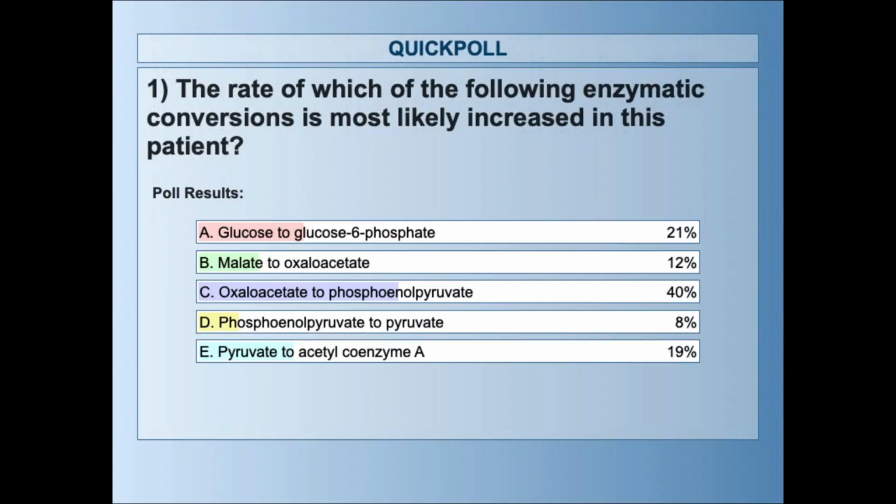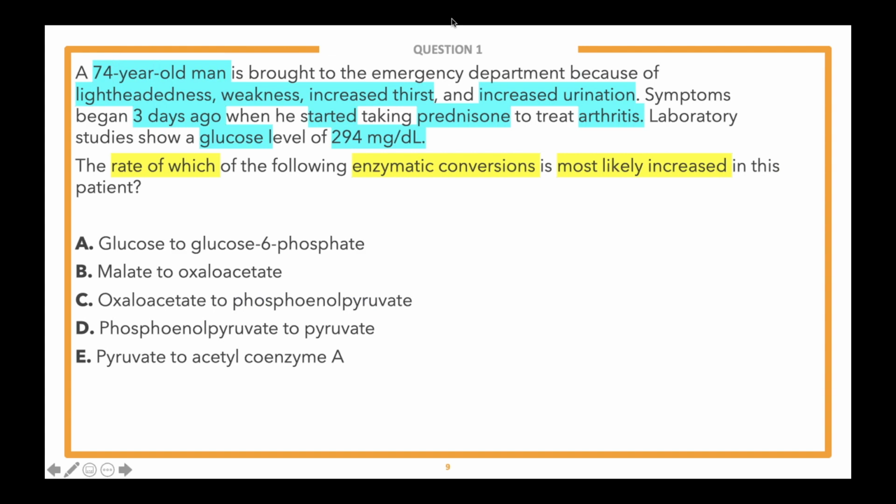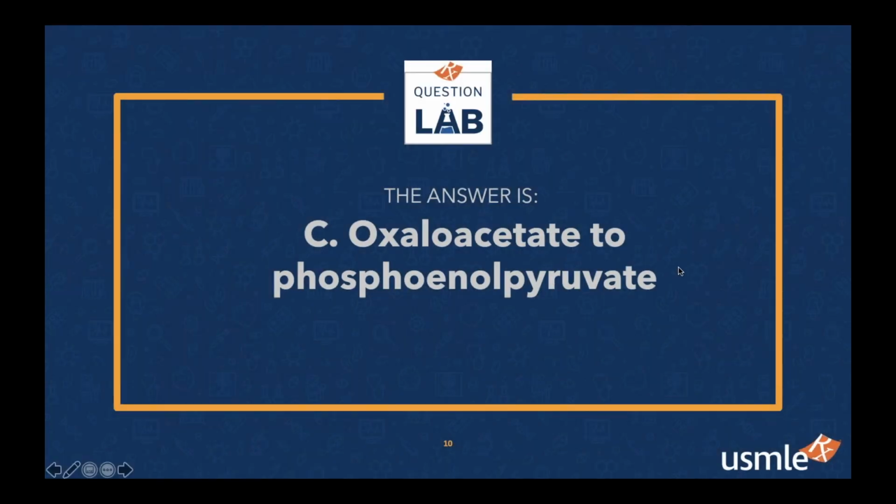It looks like the clear winner here with 40% was C, oxaloacetate to phosphoenol pyruvate. In second place was glucose to glucose 6-phosphate. Let's see what the correct answer is. The correct answer is indeed C, and 40% of you got it right. Well done to those of you who got it correct. Let's make sure you got it right for the right reason, though. And if you didn't get it right, don't worry. We're here to learn, and hopefully, if you listen to Paris now, you'll knock it out of the park on test day. Paris. Thank you, Sean.